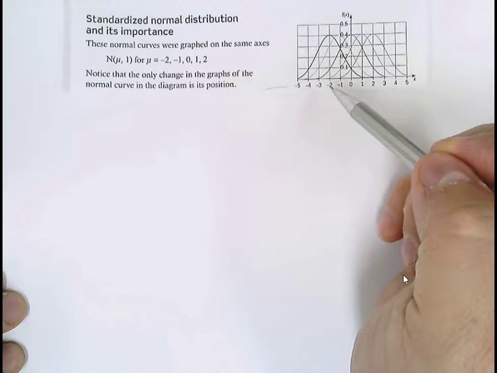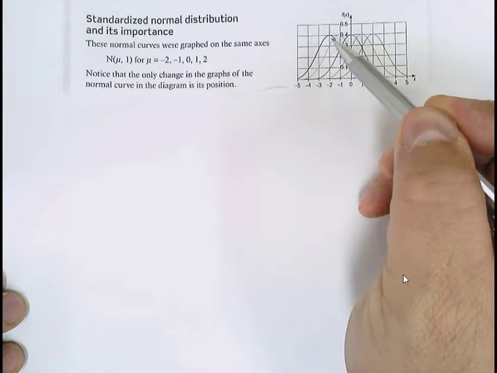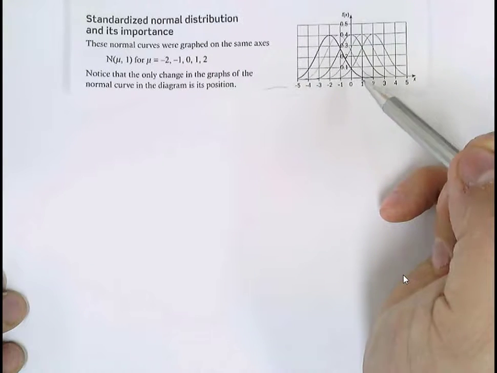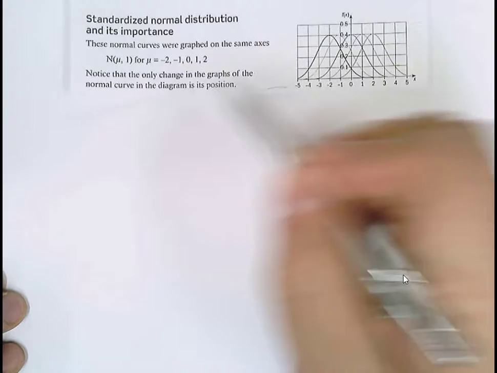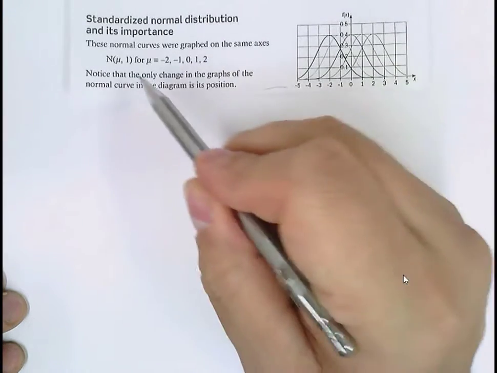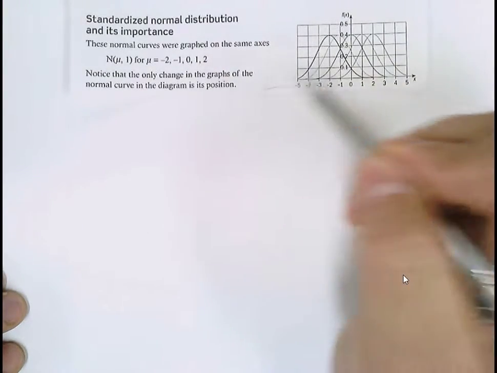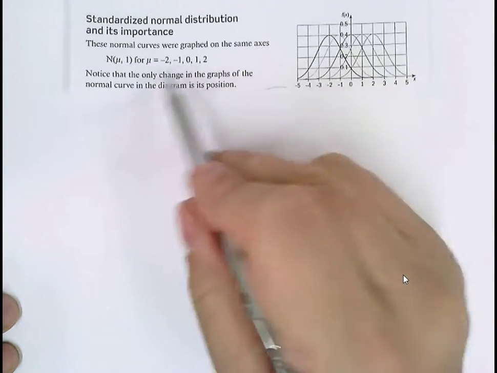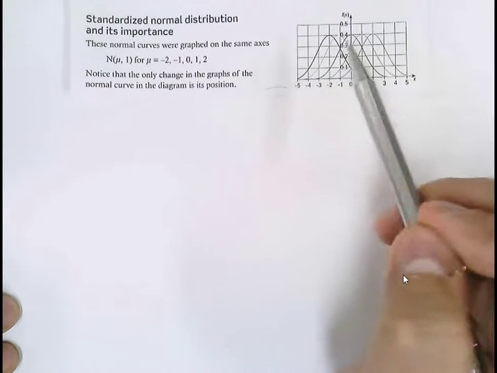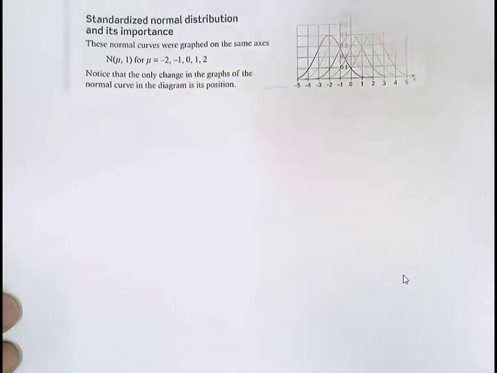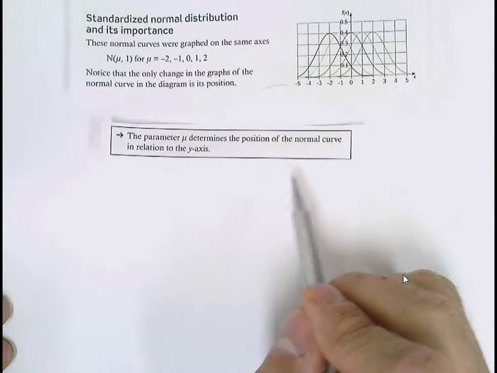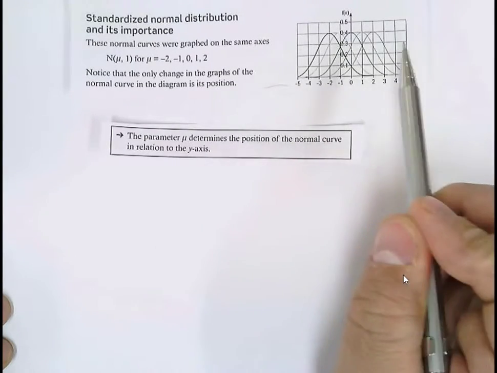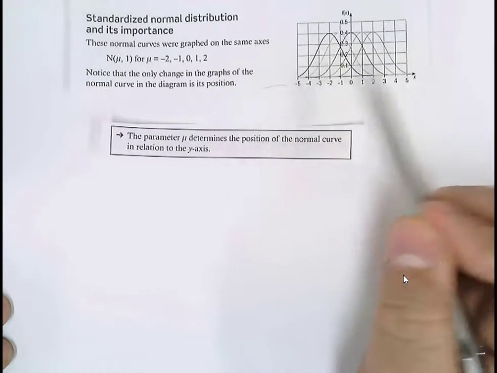And you can see what happens over here. At -2 is the graph with mean -2, and here's -1, and then 0, then 1, and then 2, and so on. So what happens to the graph as our mean changes? Well, it just shifts left and right depending on what your mean is. So changing the mean shifts it left and right. That brings us to the parameter mu, which determines the position of a normal curve in relation to the y-axis. That's what tells us how far it's going to shift in either direction.